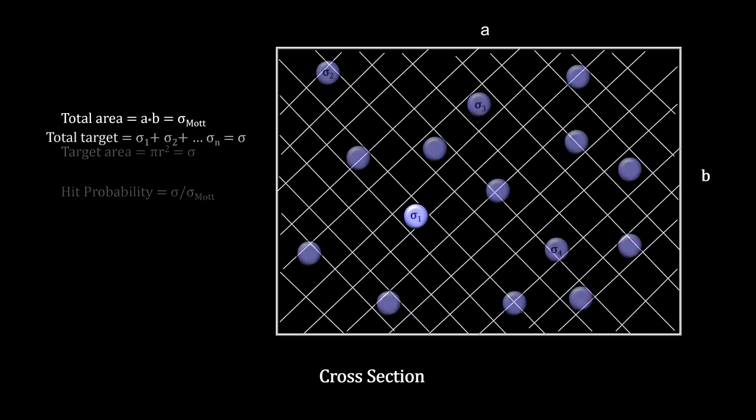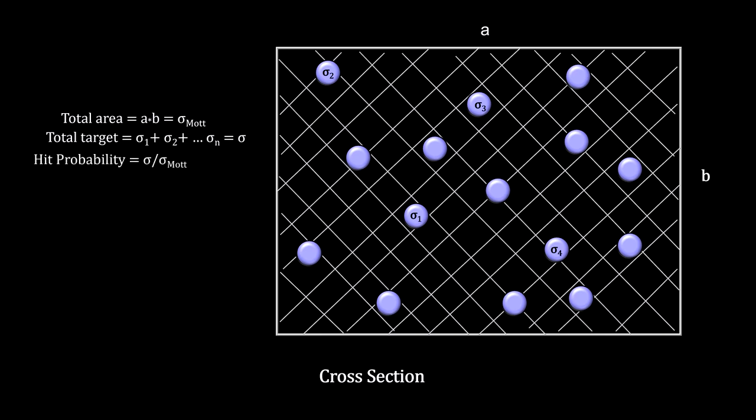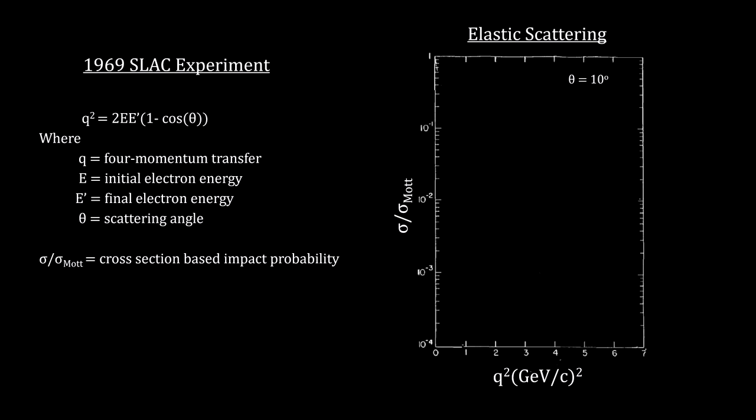Of course, we have a large number of targets in the area, the liquid hydrogen protons, so we add them together to get the total cross-section. SLAC calculated the cross-section by controlling the number of incident electrons and counting the hits. Here's a graph of the interaction probabilities against the momentum transfer found by the SLAC experiment for electrons with energies below 7 giga-electron volts that scattered by 10 degrees.